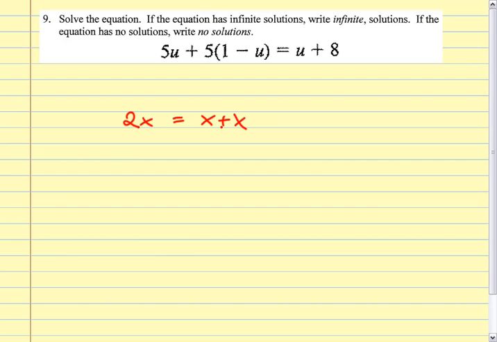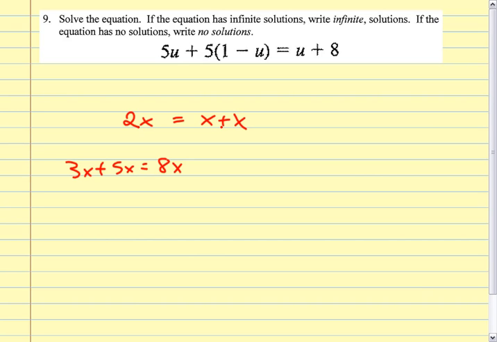Another example: 3x plus 5x and then 8x. This would be infinite solutions also, because this side is the same as that side. It does not matter what I plug in for x, I'm always going to get a true statement. That's what infinite solutions means.